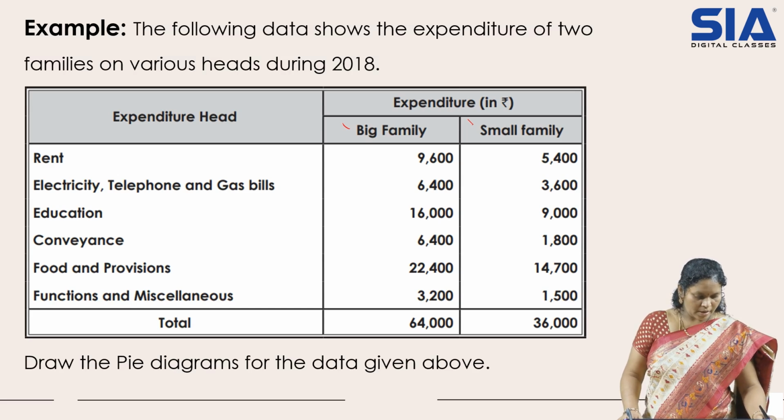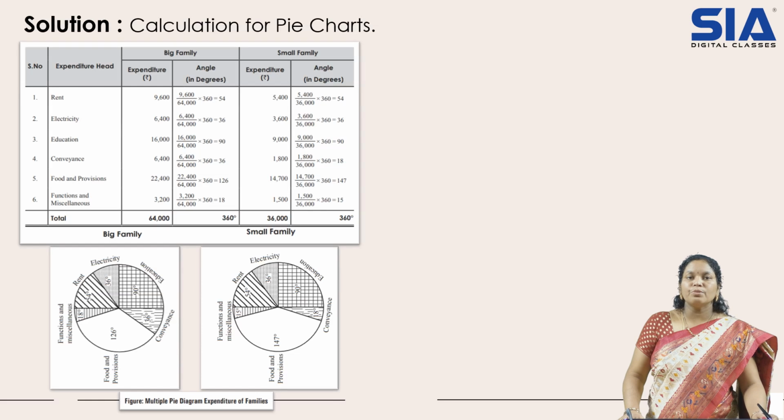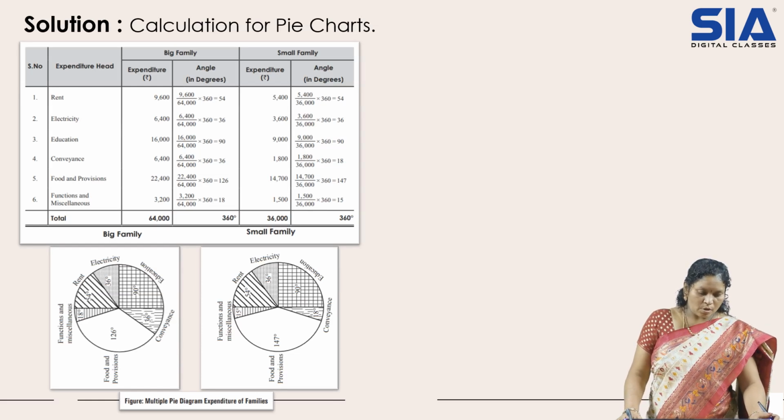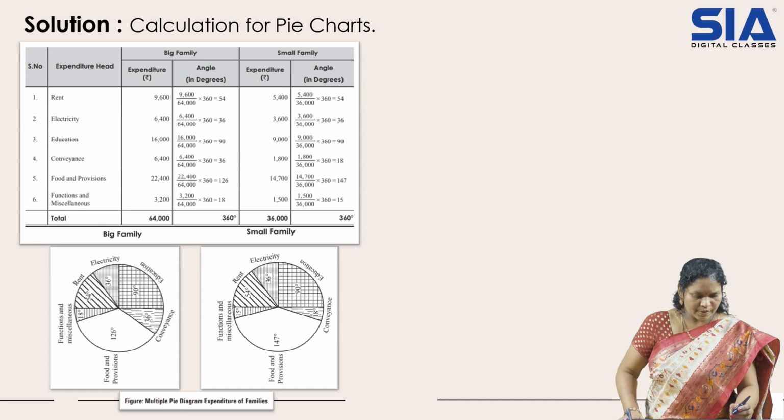Now, I said we have to convert the data into 360 degrees, right? So first let us convert the data. First, add up all the expenditure values of the big family: 9600 plus 6400, and so on. You get a total of 64,000.